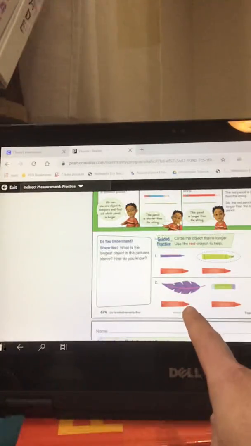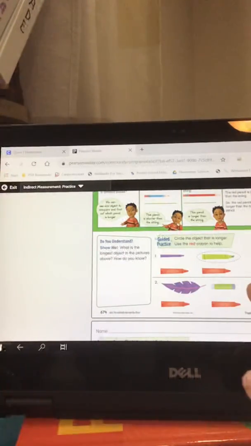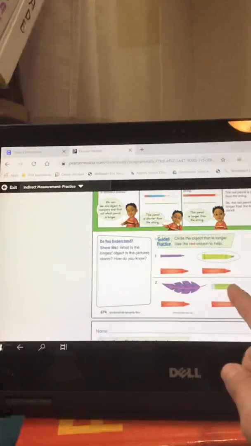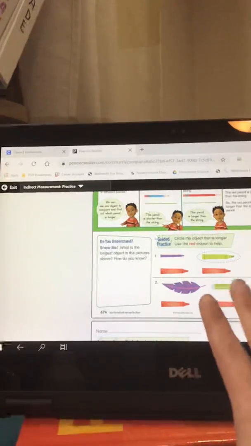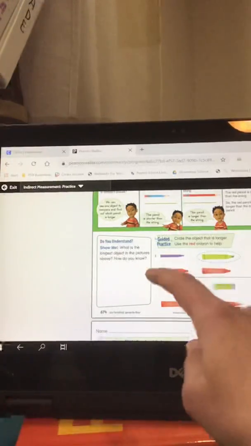I can tell that the red crayon is much shorter than the feather, and the glue stick is about the same size as the crayon. Maybe the glue stick is just a little bit shorter than the crayon. So I would be circling the feather. Now, do you understand?